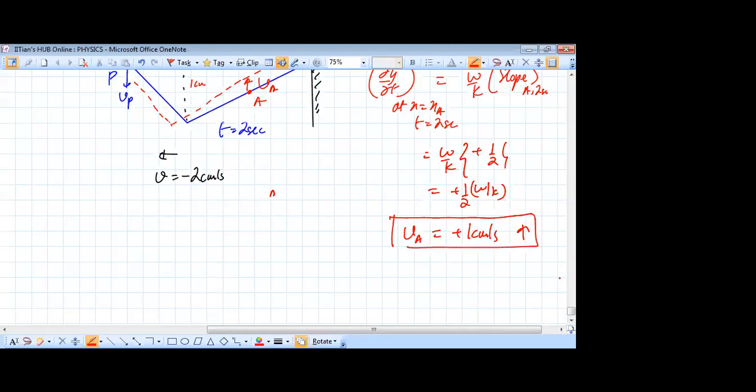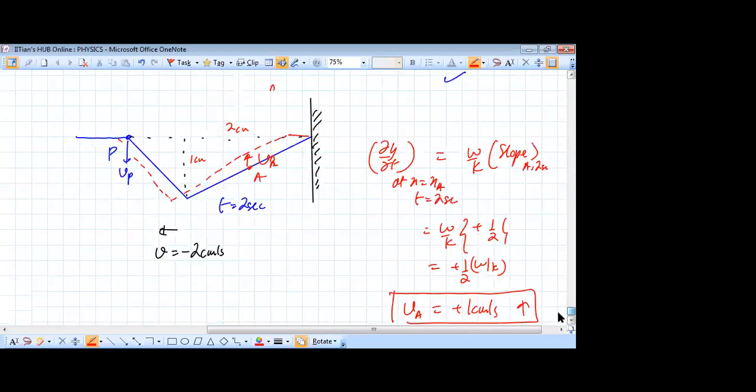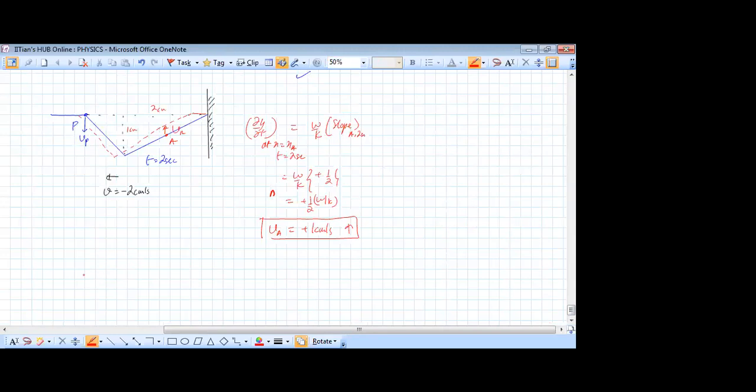Whereas at the leading edge, the particle velocity with proper sign is in fact minus 2 centimeters per second, or we can say it is 2 centimeters per second downwards. So this is another additional, slightly tricky thing that you should know as a method of calculating particle velocity.